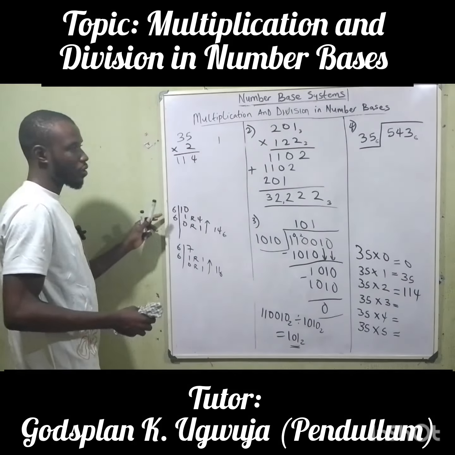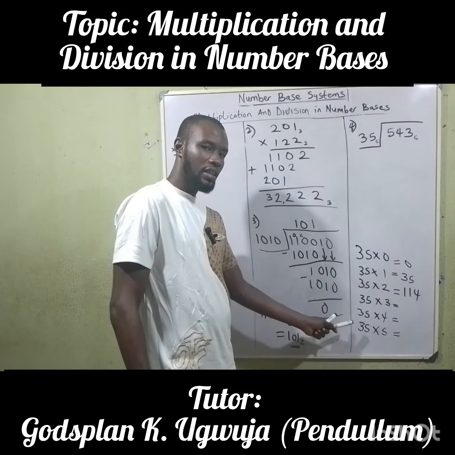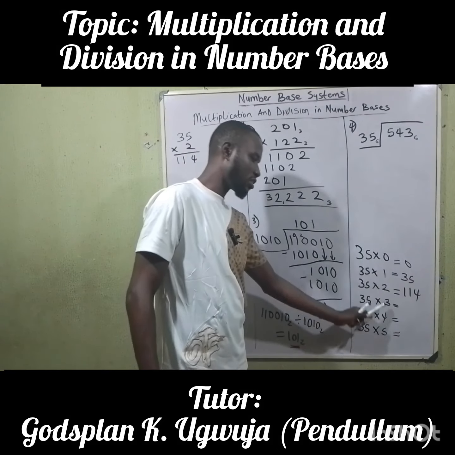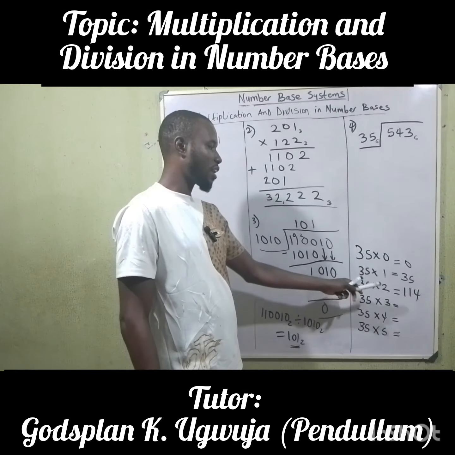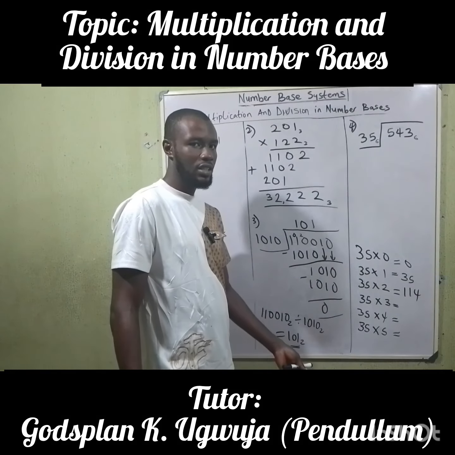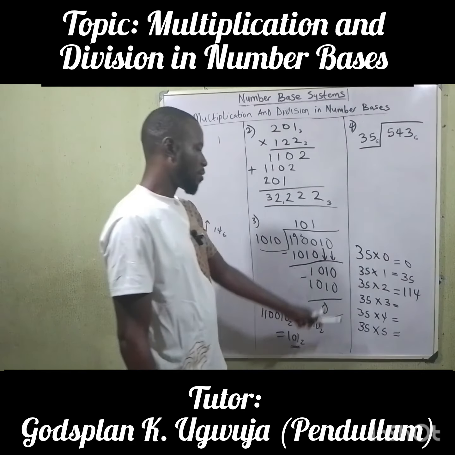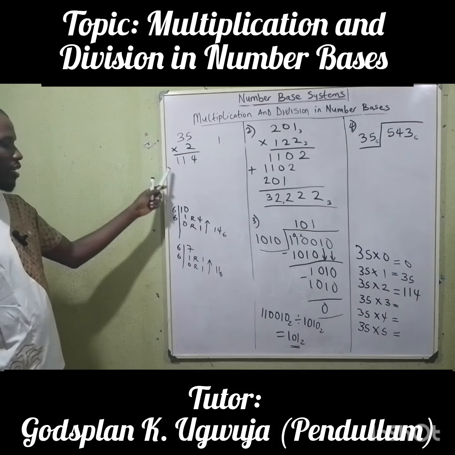Okay, so I hope you got what I did here. I said we are going to create a multiplication table for your divisor 35 and all the digits in base 6. 35 times 0 is 0. 35 times 1, 1 times 5 is 5, and 5 is a base 6 digit, so we just write 5. 1 times 3 is 3. But for all these ones, we have to work it out like this.